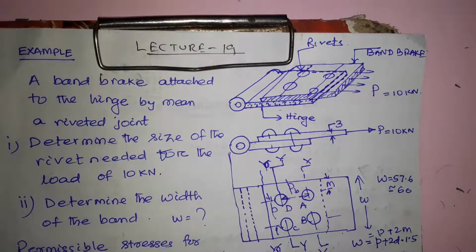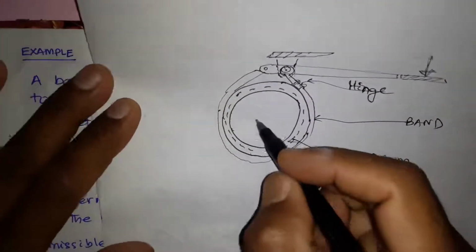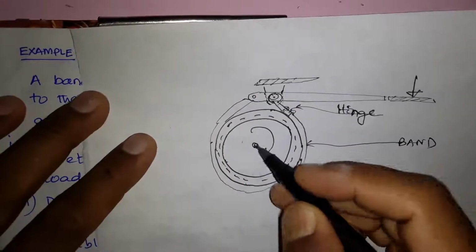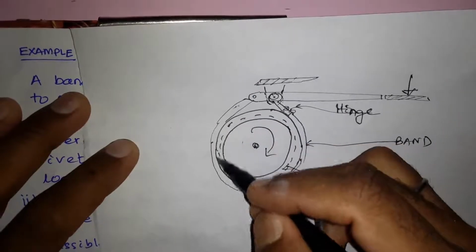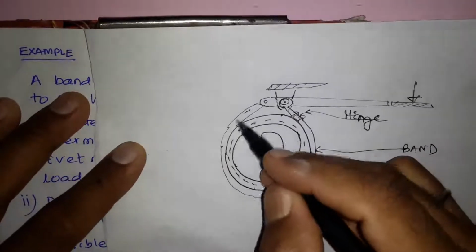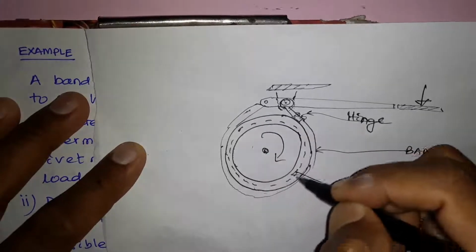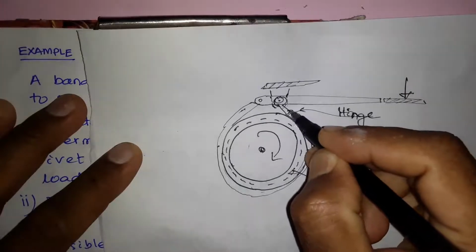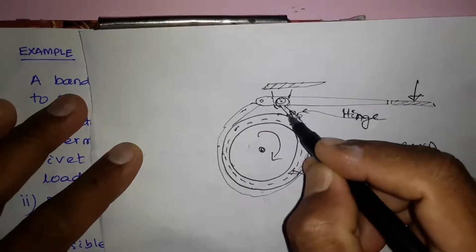And let me talk about what is a band brake. Band brake is just like this. This is the wheel, and the wheel is rotating, and if you want to stop the wheel, you have to apply the brake. So how do you apply? There is a band around it, and the band is made of brake lining material, and that is being riveted. That is being riveted to the hinge.